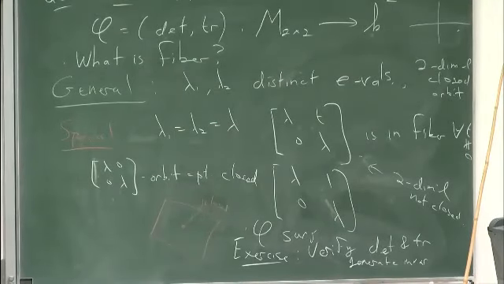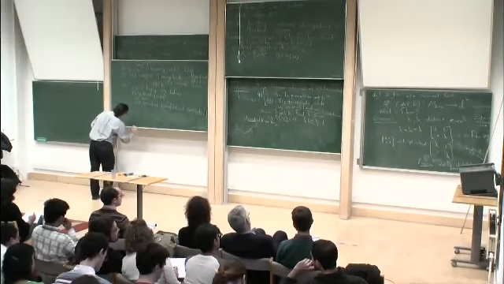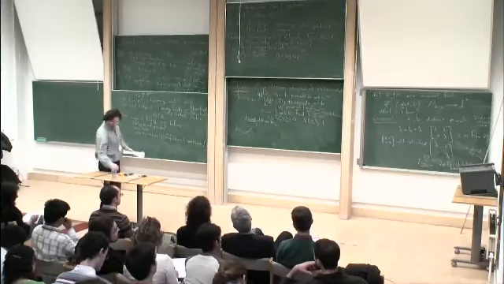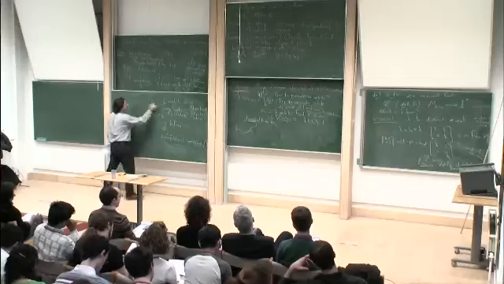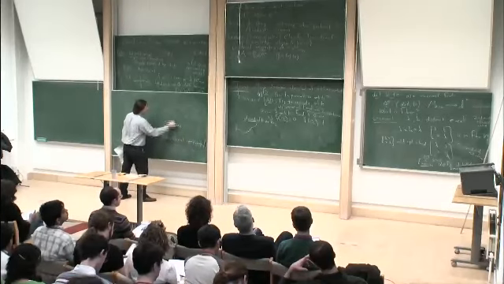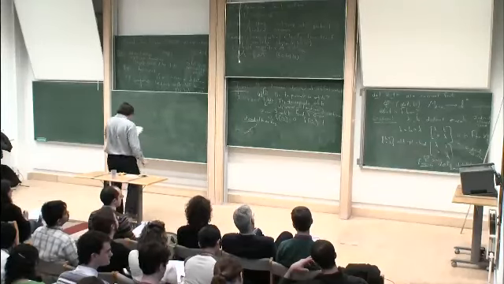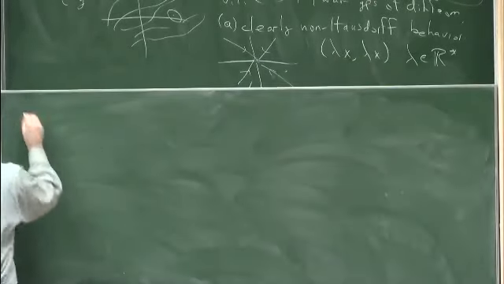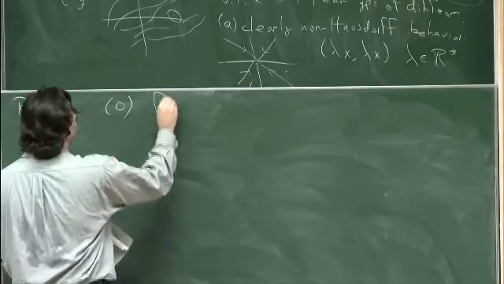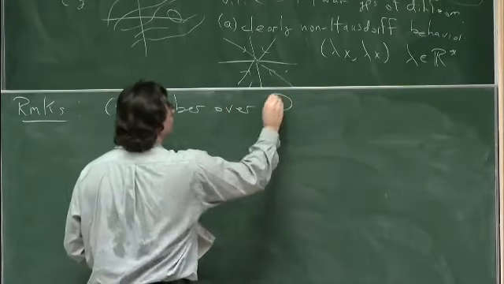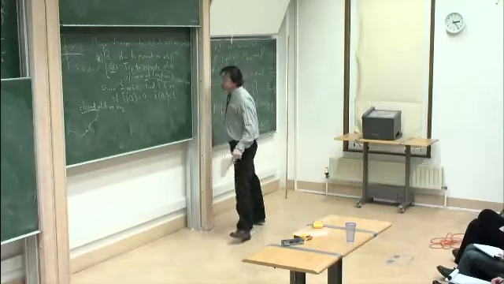All right, so what are the key remarks? First of all, the fiber over 0 has some nice structure. First of all, it's of this type. The eigenvalues are the same, so it's one of these special ones.